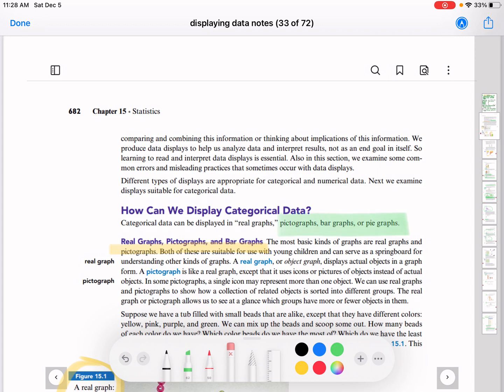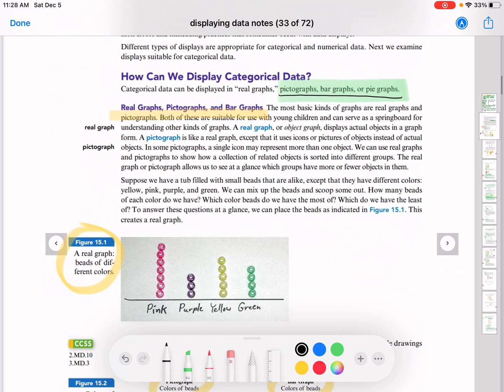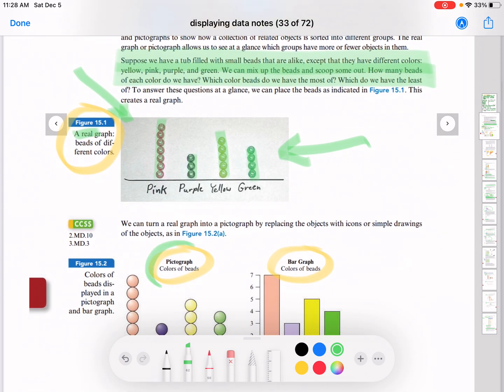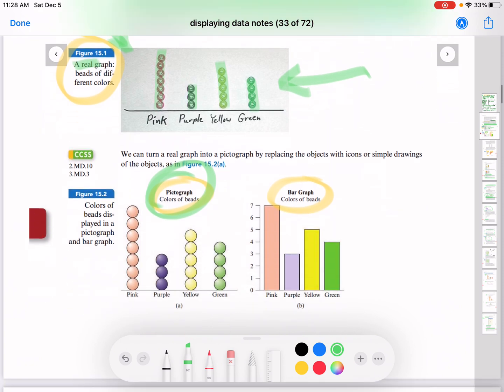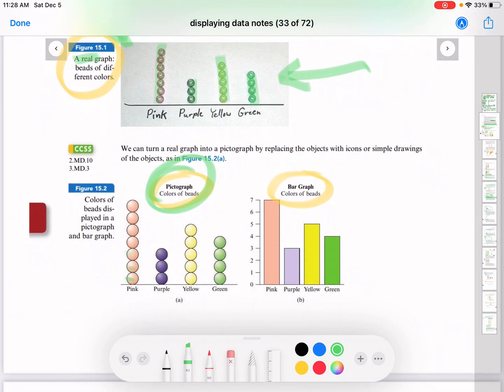Now, we're going to look at a real graph, but usually you see things in bar graphs and pie graphs. So a real graph means you actually put a picture of the real thing. And so here's an example where there's a tub filled with beads, and you reach in and you grab a whole bunch of beads, and you want to see what you grabbed. And so you actually line up the beads. Those were the number of pink beads, purple beads, yellow beads, green beads. And since you have actually lined up the actual beads that you picked, it is a real graph. Versus a pictograph would be a picture of the beads. So if there was 1, 2, 3, 4, 5, 6, 7 pink beads, you would just draw 7 pink beads instead of actually putting the 7 pink beads there.